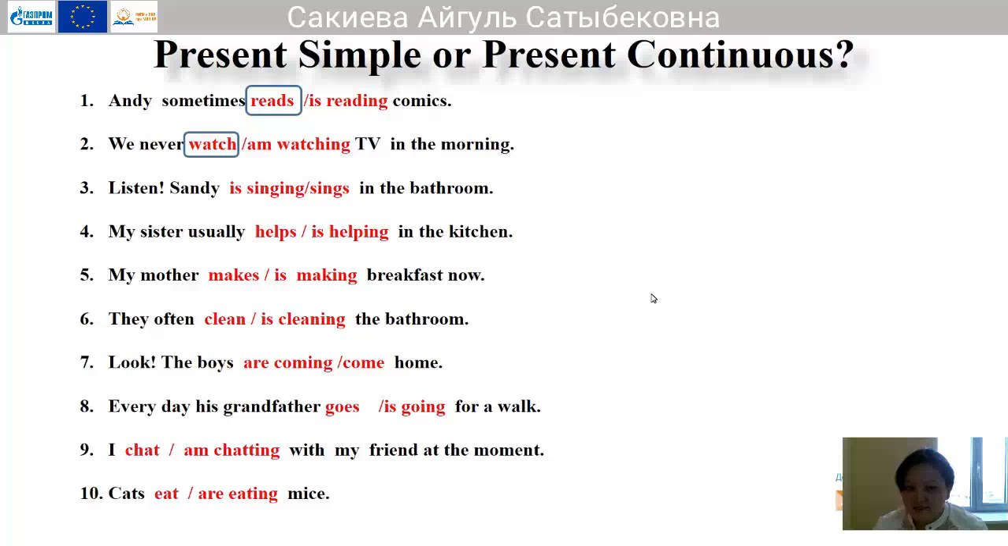Listen, Sandy is what? Or sings, or is singing, which one? Is singing. You're right, because the action is happening when? Right now. My sister usually what?